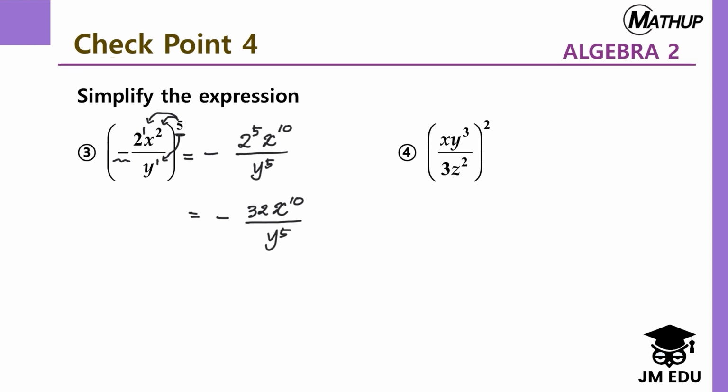Number 4. This one is equal to 2 times 1, that's x squared, 2 times 3, y to the 6, 2 times 1 again, 3 to the 2, and 2 times 2, z to the 4. 3 squared is 9. So 9 z to the 4 in the denominator, and x squared y to the 6 in our numerator.